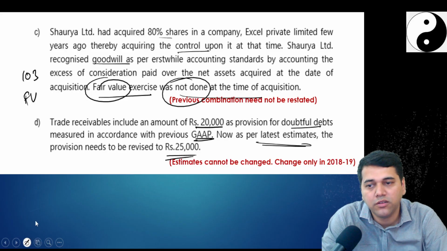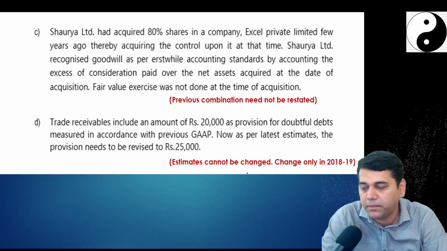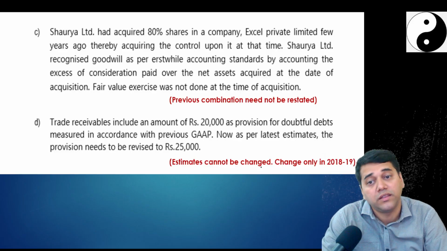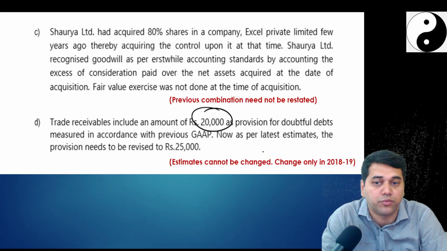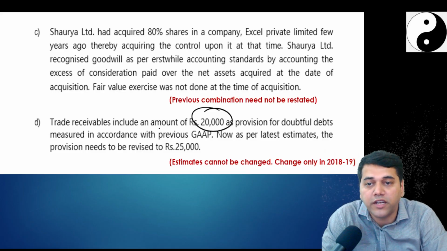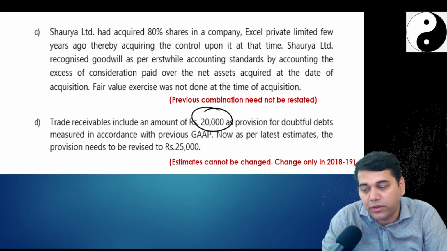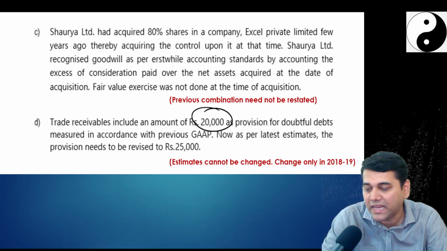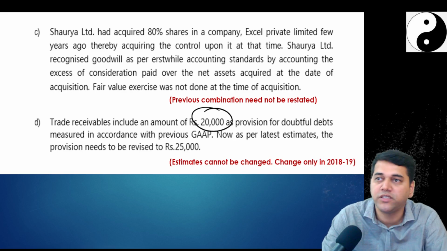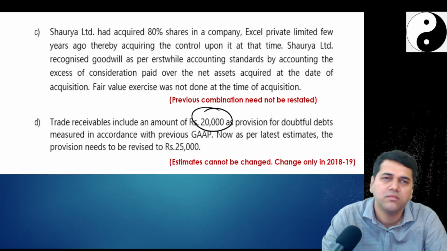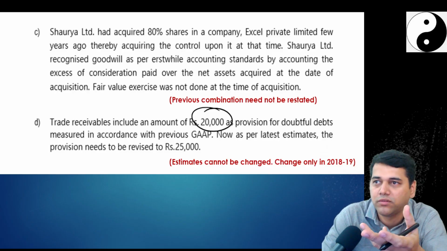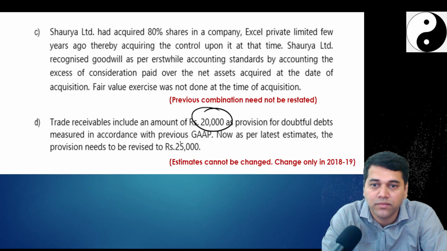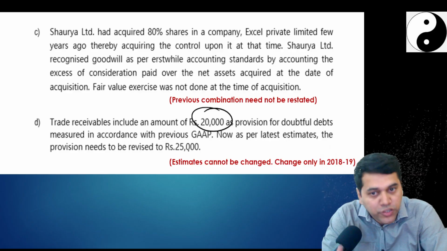Trade receivable, how much is the book value in the balance sheet? 9 lakh. 9 lakh is net of provision. Do you know how much provision is sitting? X amount of provision, we don't know. Now in that provision, there is one provision of 20,000, which should have been 25,000 today.